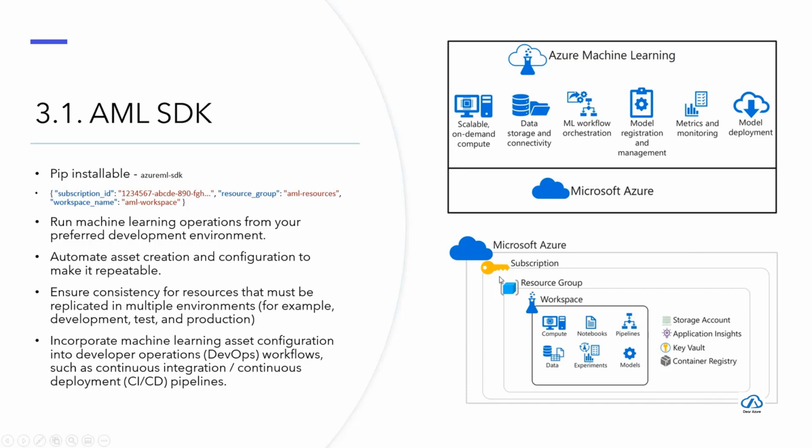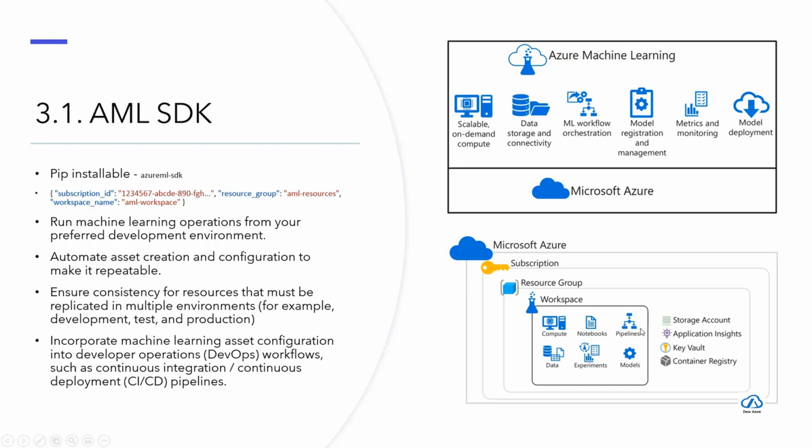On the bottom right image, you can see there is Microsoft Azure. You have a subscription for your organization. Then you create a resource group under each subscription. Under each resource group, you create a workspace. Here we are using the Azure Machine Learning Workspace. Every time we create an Azure Machine Learning Workspace, you get compute, notebook, pipeline, data, experiment, and module. These are the kinds of features of Azure within this workspace.